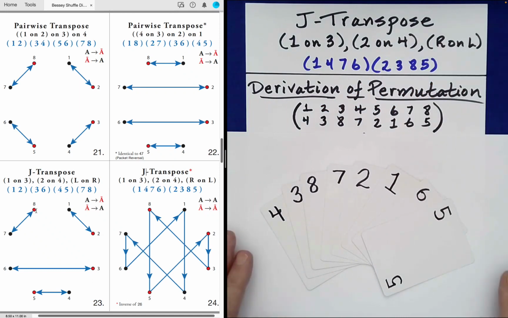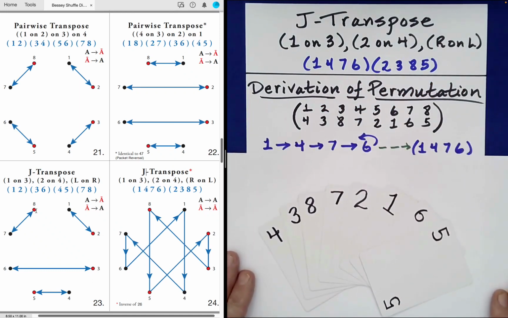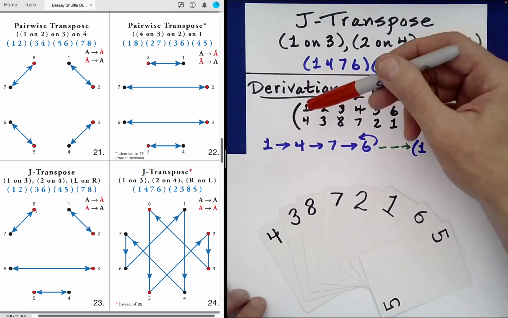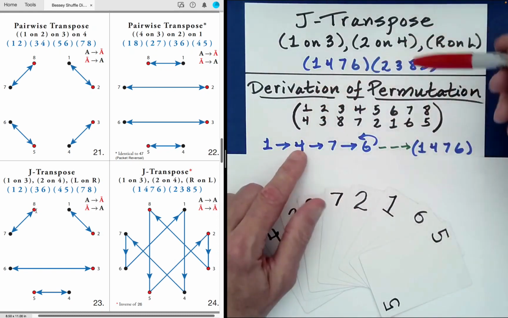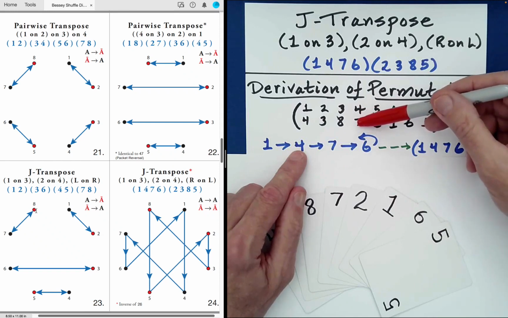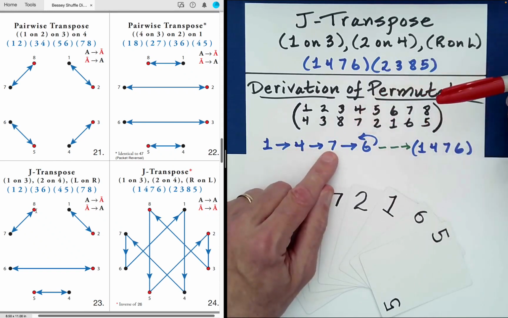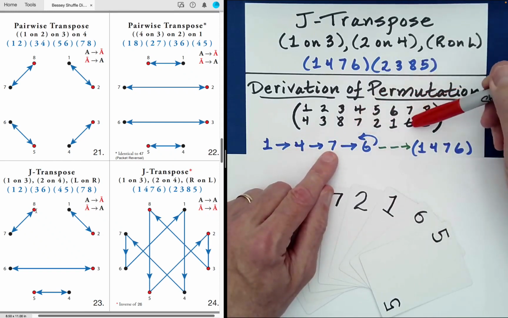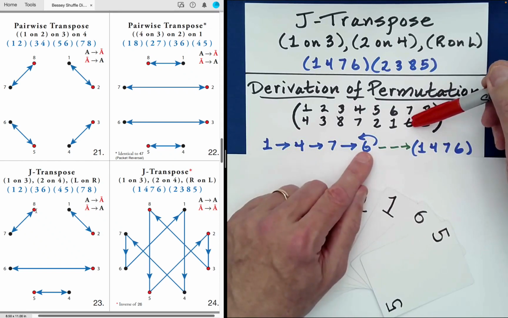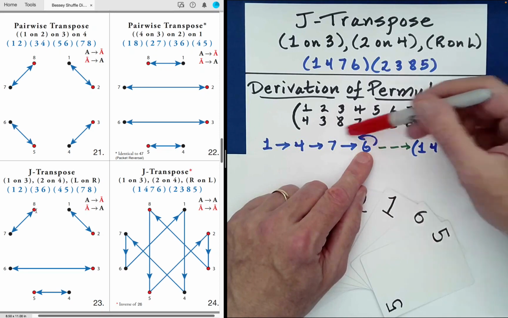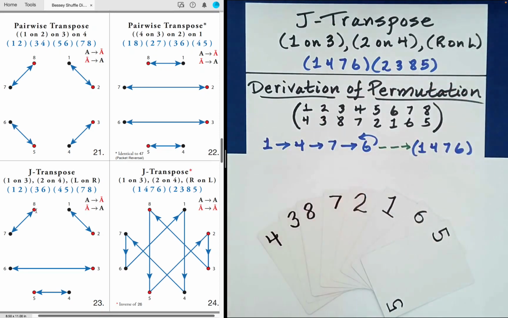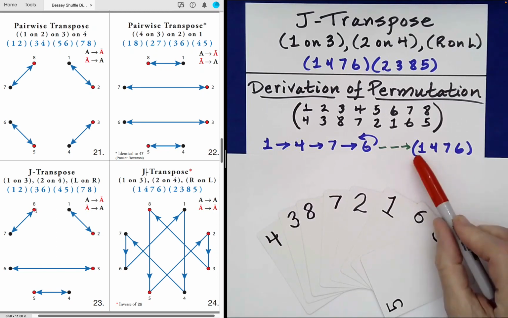We can convert this to cycle notation as follows. 1 goes to 4, so I have an arrow from 1 to 4. 4 goes to 7, so I have an arrow from 4 to 7. 7 goes to 6, and then 6 returns back to 1. So that completes this cycle, and in particular, it's a 4 cycle.